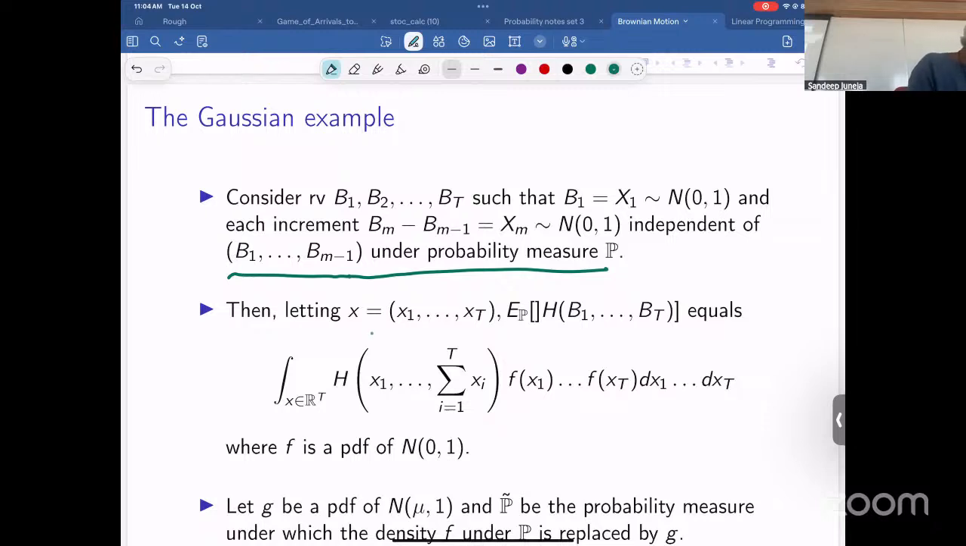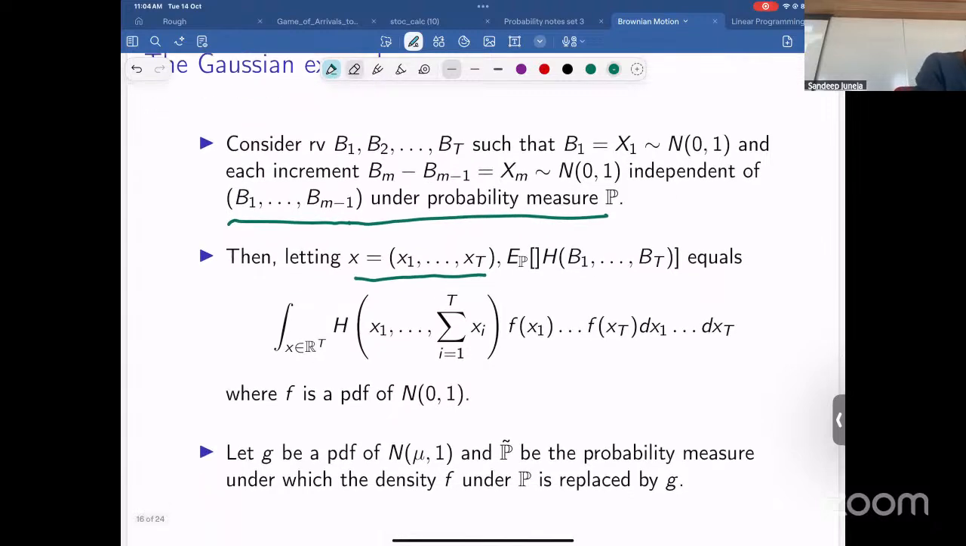Let x equal x1 through xt. You can see I'm struggling with space here, and this should be a single bracket, not double bracket. So if you look at some function of b1 through bt, h of b1 through bt, and you ask what its expectation is, that's just this quantity right here, the integral of h against f of x1, f of x2, and so on. That's the expectation, right? Now I want to write this under another probability measure.